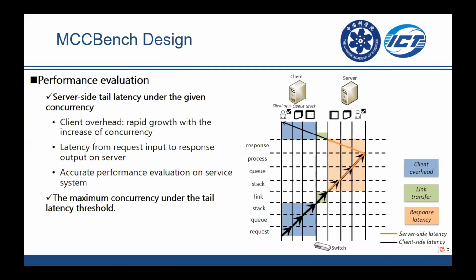Finally, considering good user experience, the performance evaluation is defined. We evaluate the server-side tail latency under the given concurrency, and the maximum concurrency under the tail latency threshold.